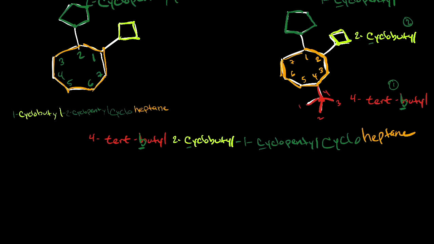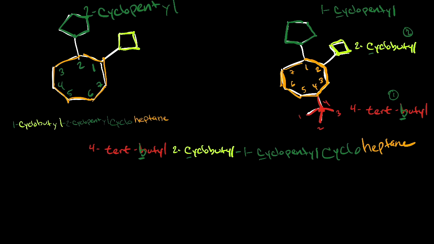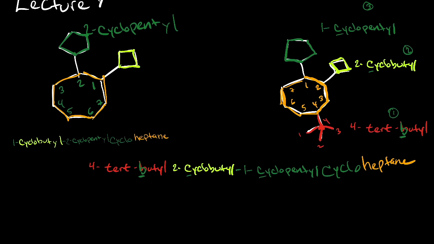and now we add that for tert butyl, 4 tert butyl, 2 cyclobutyl, 1 cyclopentyl, cycloheptane. There you go. And you notice when you have some sort of words with dashes in it, it's common to put them in parentheses to keep the dashes separated. But what you have here is a 4 tert butyl, 2 cyclobutyl, 1 cyclopentyl, cycloheptane.